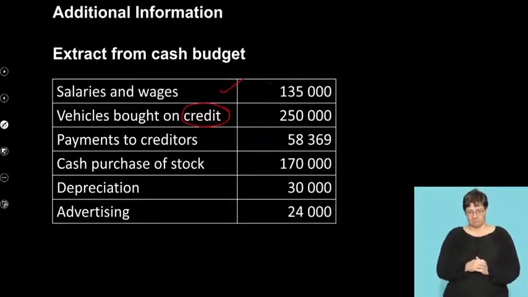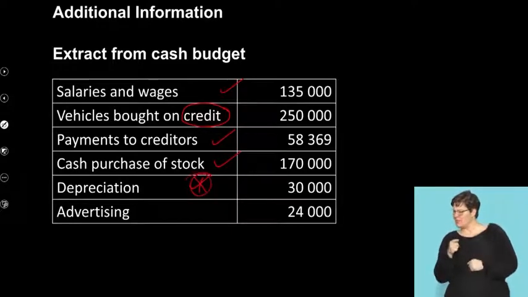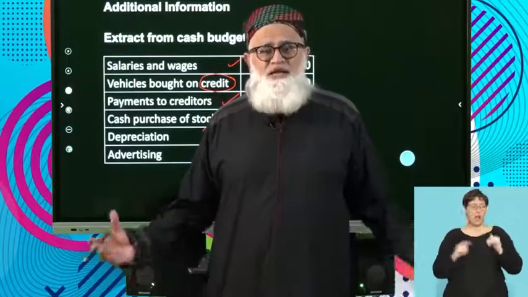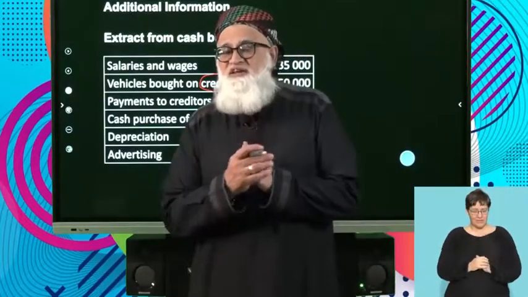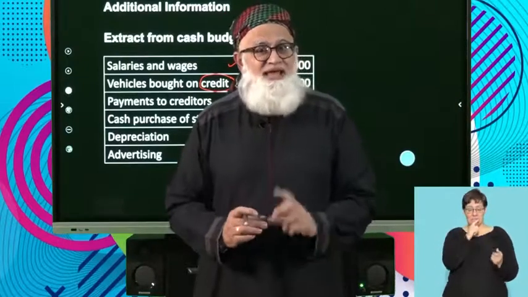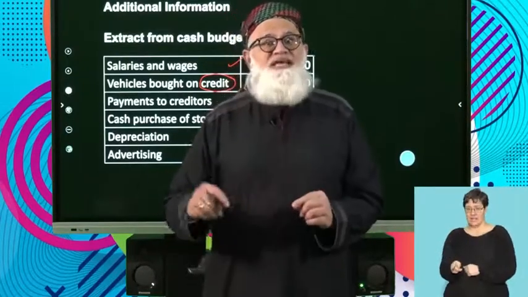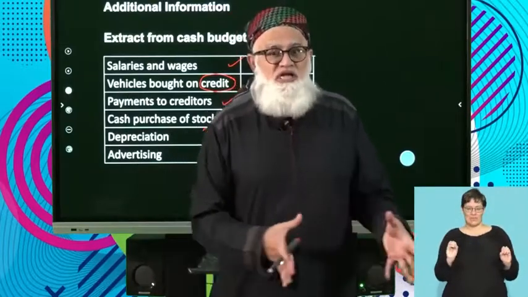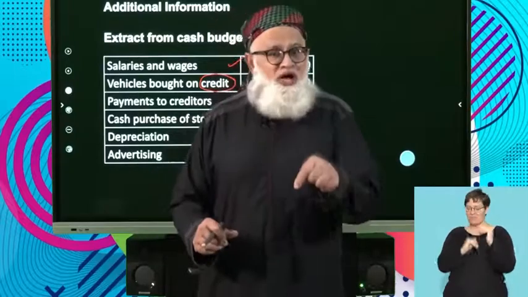The next one, payments to creditors, yes. Cash purchase of stock, yes. Depreciation. What can you tell me about depreciation? Remember, we've discussed depreciation at length in many of our other lessons. Let's define depreciation, right? We know 1, it is an imputed expense, meaning it's a book entry. And number 2, we know it is a non-cash item, meaning it does not impact on the flow of cash. Therefore, depreciation will not appear in my cash budget.